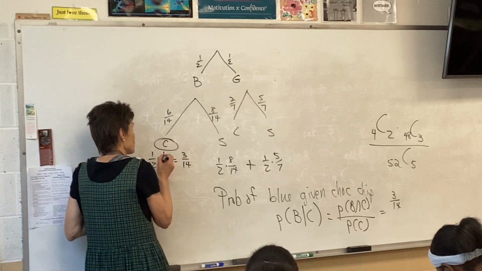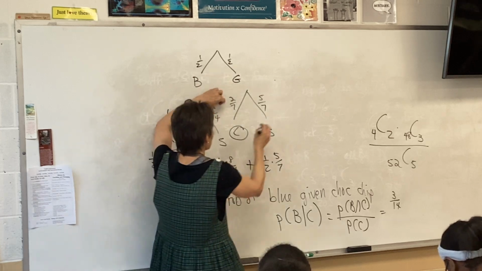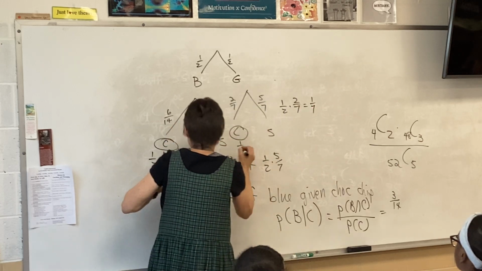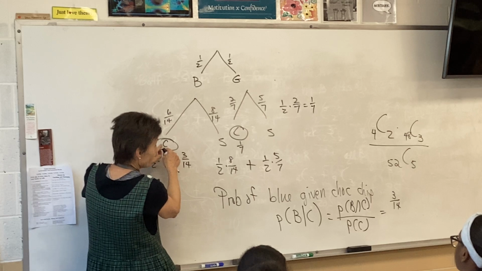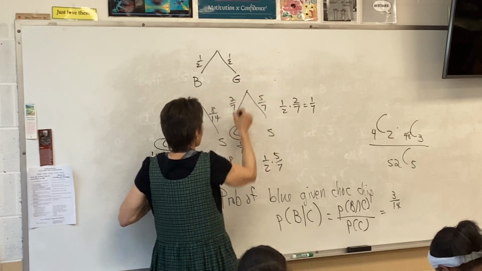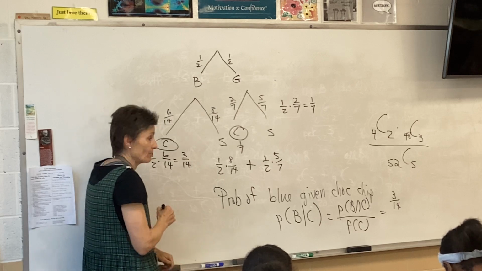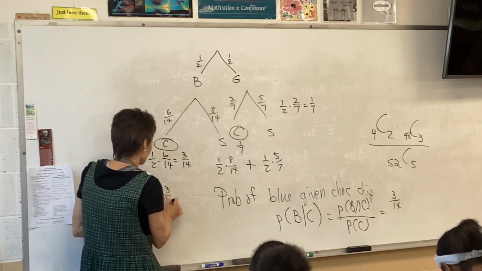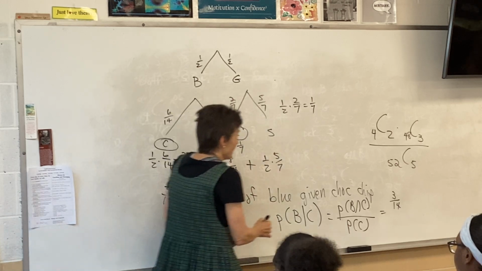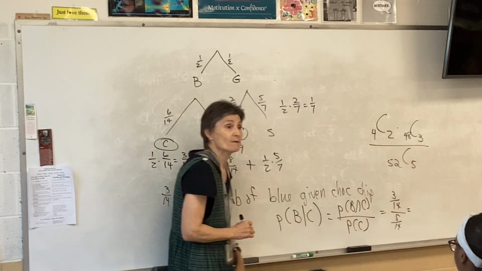Now you could get a chocolate chip out of the green jar too. So that would be 1/2 times 2/7, or 1/7. So this one was 3/14, and this one right here is 1/7. I need to add those two together. So 3/14 plus 1/7 is 5/14, and that's my denominator. So the correct answer is 3/5.